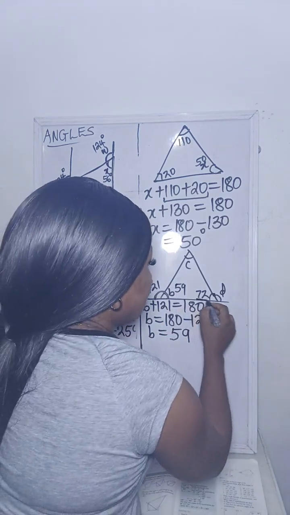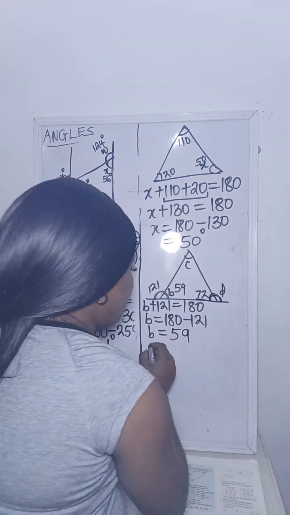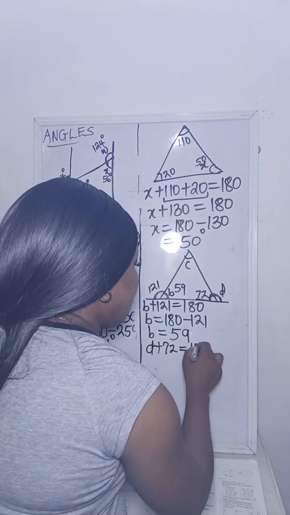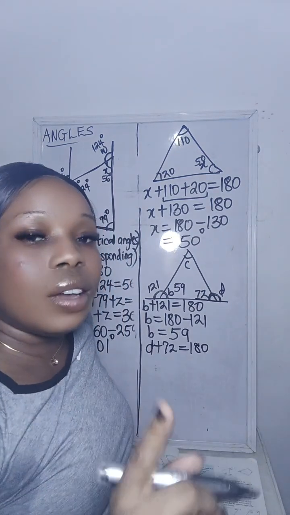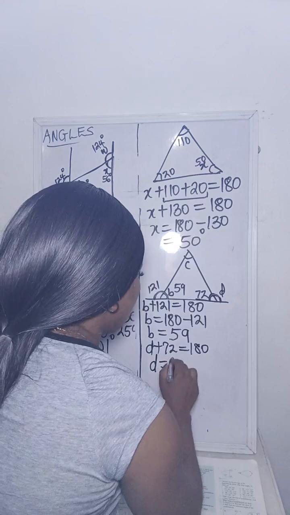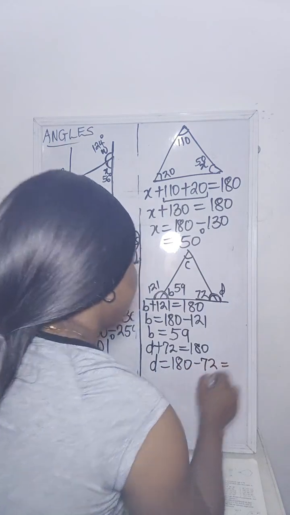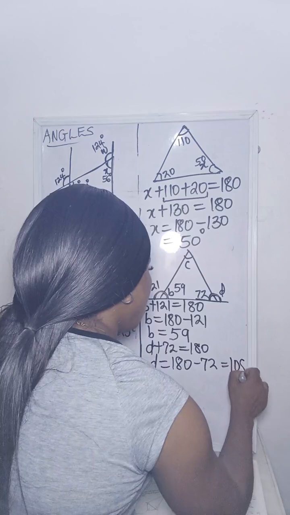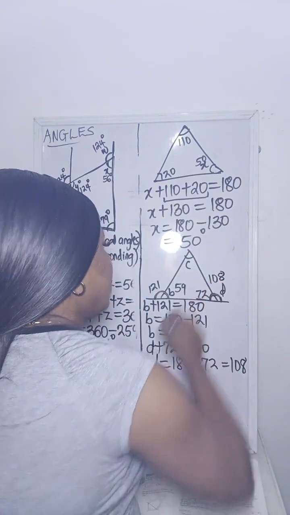Now to get our D, these two angles are also on a straight line. So that means D plus 72 equals 180. That's because the sum of angles on a straight line equals 180. So D equals 180 minus 72, and that would give us 108. So our D is 108.